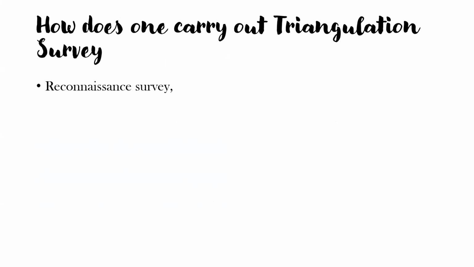Now let us see how one carries out a triangulation survey, or the steps involved in triangulation survey. We have reconnaissance survey. Reconnaissance survey, like the definition says, is where a surveyor or a team of surveyors goes, checks the area to be surveyed and makes note of all the key points required for the triangulation survey. Next is erection of signals and towers. As soon as reconnaissance survey is carried out, the places where the equipment is to be stationed will be the points for stationing signals and towers.